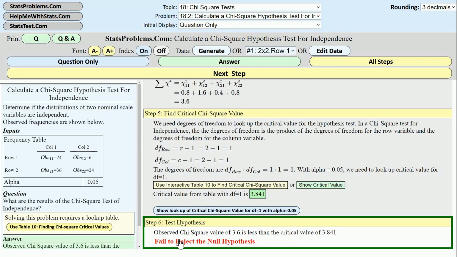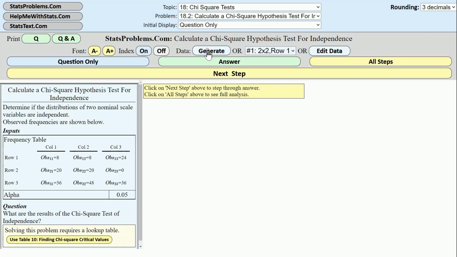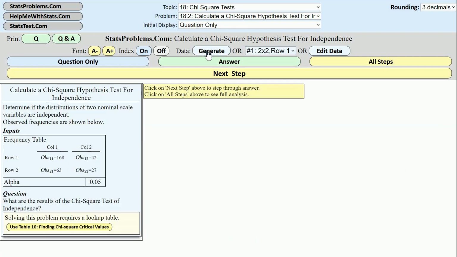The observed chi-square value of 3.6 is less than the critical chi-square value of 3.841, so we fail to reject the null hypothesis. In addition to the 25 example problems, we can work step by step through an unlimited number of new problems using the Generate button.